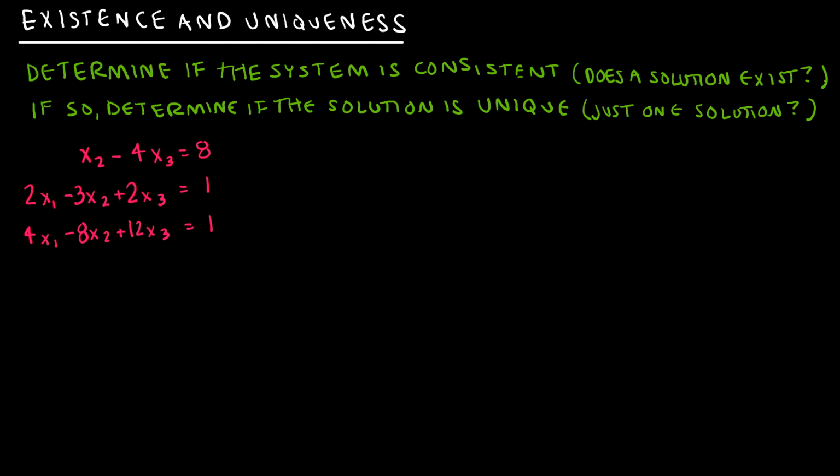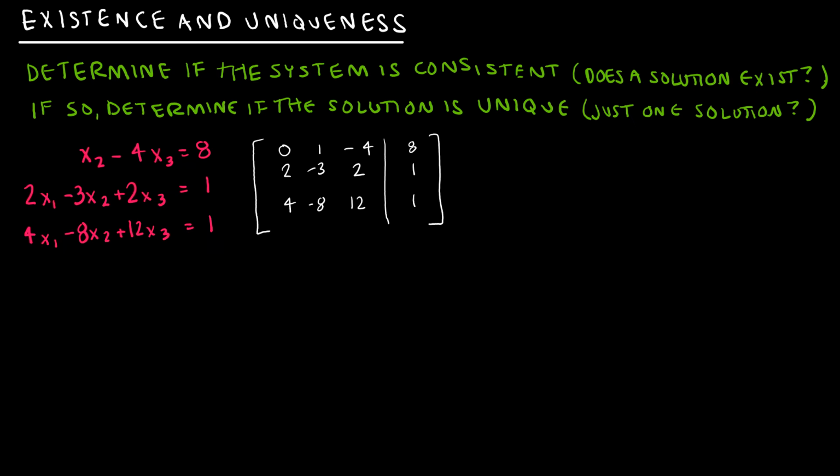Up to this point, we have only looked at consistent systems with one solution. So let's take a look at maybe one that isn't like that. First thing I'm going to do, as always, is write my matrix. 0, 1, negative 4, 8, 2, negative 3, 2, 1, 4, negative 8, 12, 1.